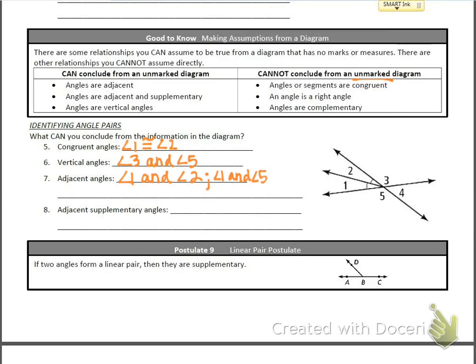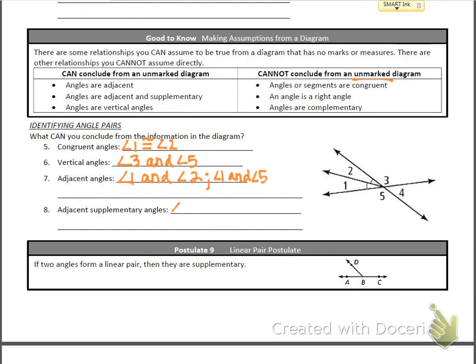5 and 4. What else is adjacent to angle 2? Angle 3. What else is adjacent to angle 3? And what else is adjacent to 4? And we already did 5 and 1, okay? You do not have to list all of them. That would take too much time. But let's do a couple adjacent supplementary. So adjacent and supplementary mean they add up to 180. What 2 angles do you see that are adjacent and they add up to 180?